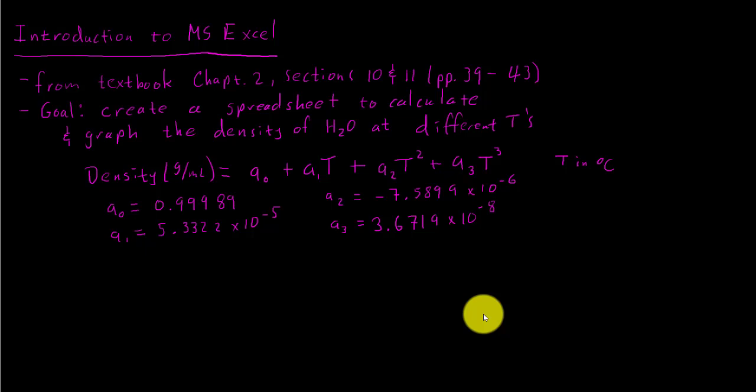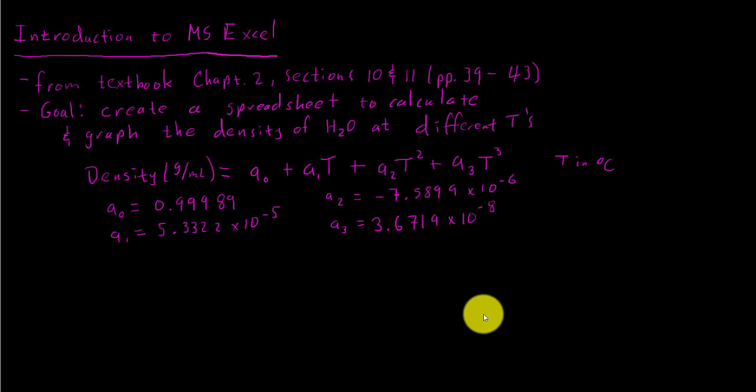It's the density of water in units of grams per milliliter, and it equals some parameter a sub 0, we call that a naught, plus a sub 1 times temperature, plus a2 times temperature squared, plus a3 times temperature cubed. This is part of what in mathematics we would call a power series, because our variable temperature is raised to different powers. In this case, we're going to use temperature in units of degrees Celsius, and the values of those constants for water, A naught, A1, A2, and A3, are listed below.